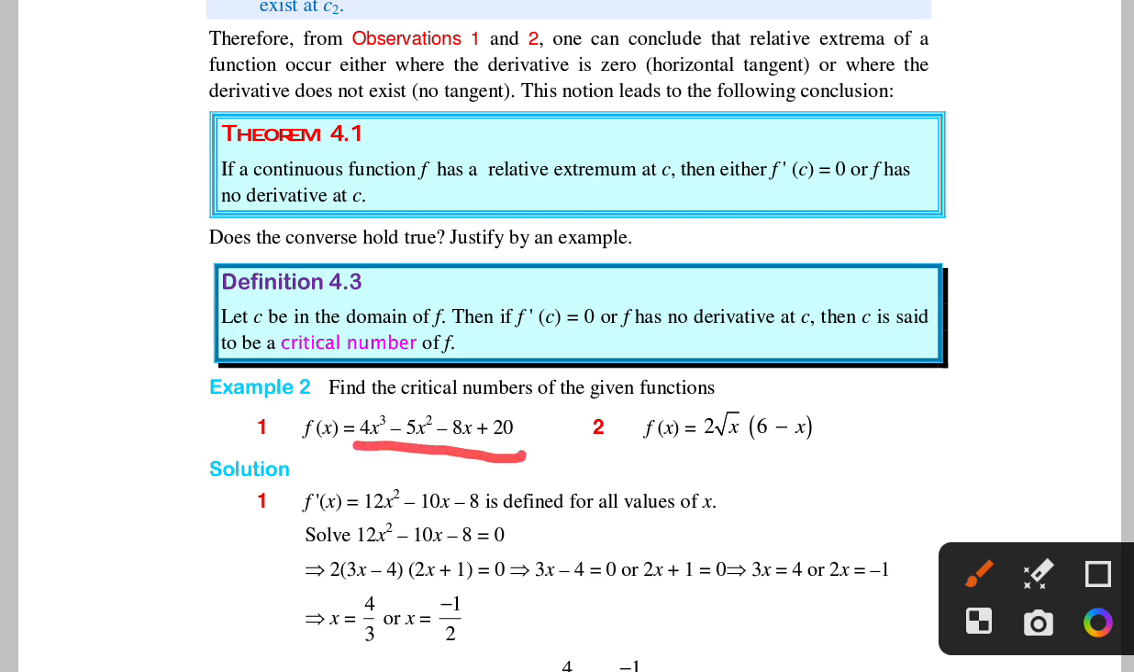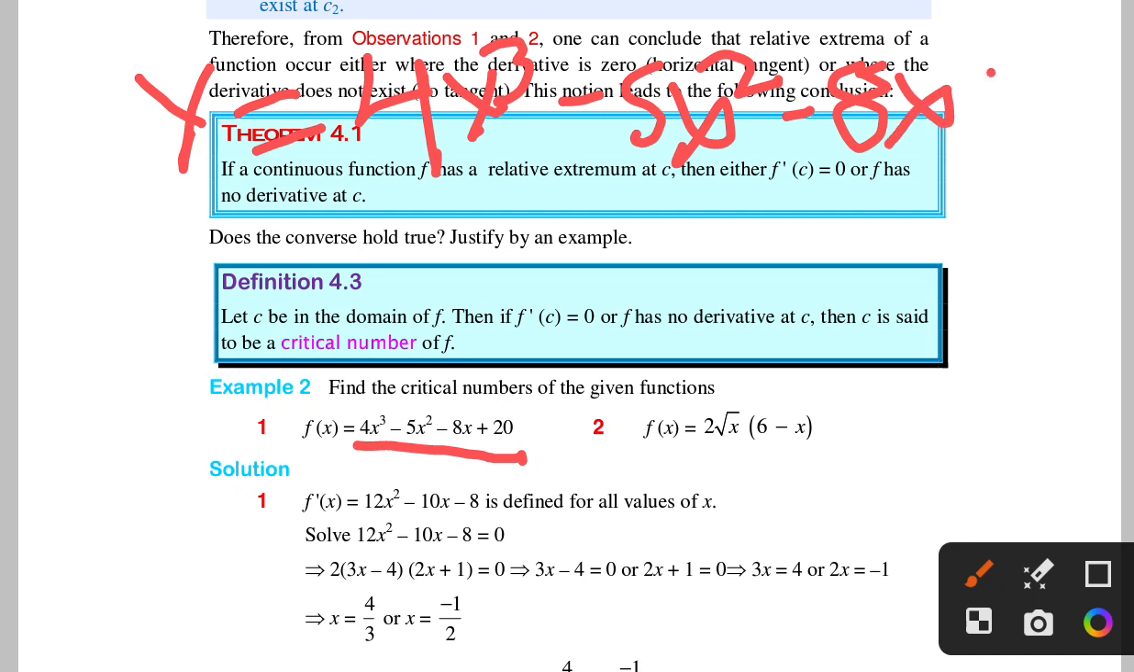Now let me do an example. Let y, or f of x, equal 4x cubed minus 5x squared minus 8x plus 20.